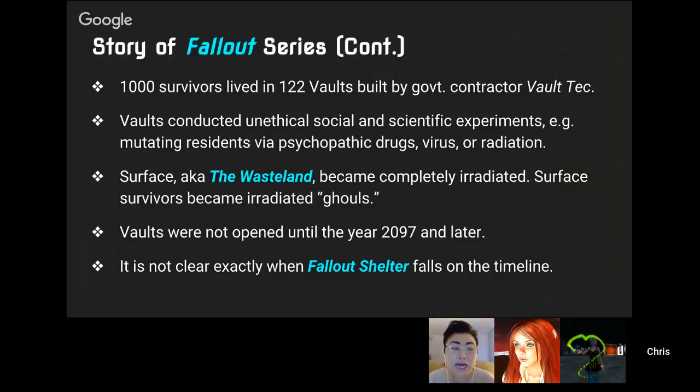They were not open until 2097 and later, because in the first Fallout game, the first vault that was opened was in 2097. So in this entire canon, it is not clear where Fallout Shelter falls on the timeline of the greater universe of Fallout. But we know that there are lots of references to all four games inside Fallout Shelter. So we can probably imagine it's after the year 2200 when this happened.